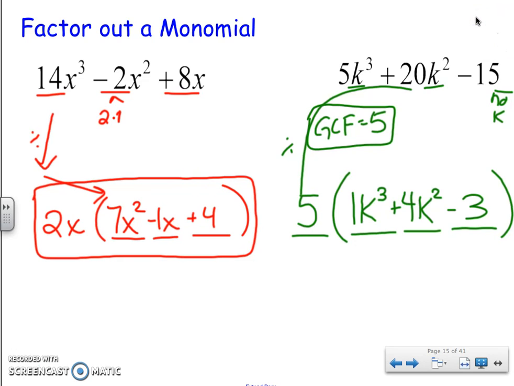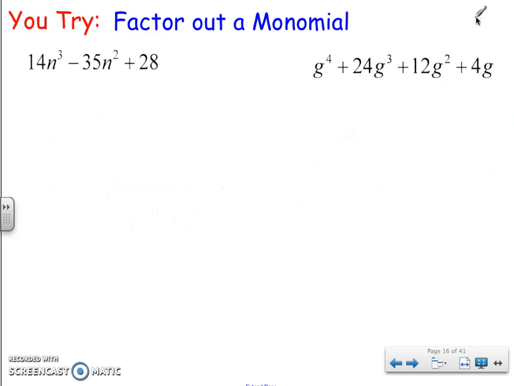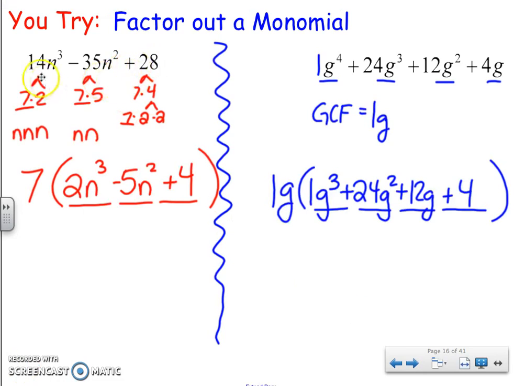So why don't you try these last two on your own and press pause, and then we will go over them. On this first one, I did 7 times 2, and then I had 3 n's. Again, 7 times 5 and got 2 n's, and then 7 times 2 times 2. I saw they had a 7 in common, so I put 7 on the outside. I could not take any n's away because this one did not have any. Okay, so my GCF was just a 7.